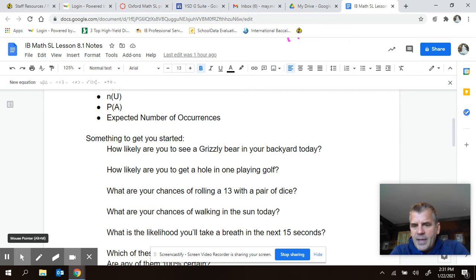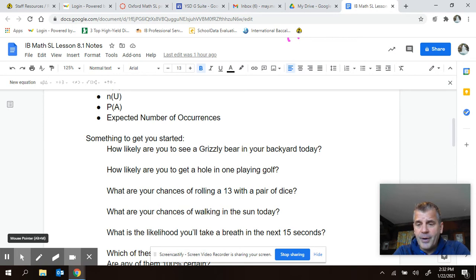What's the likelihood you'll take a breath in the next 15 seconds? Now, each of these scenarios is obviously dependent on certain things, and we have to take out the dependence part of things. What I mean by that, let's look at the second one. How likely are you to get a hole-in-one in golf? Well, that depends on your skill level and your experience.